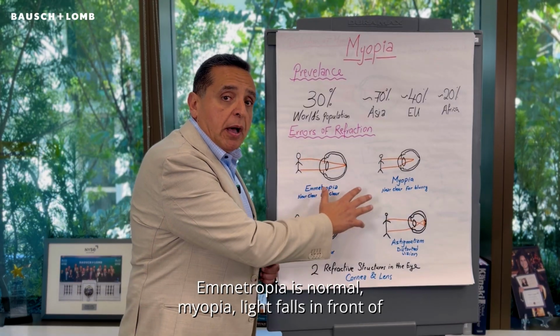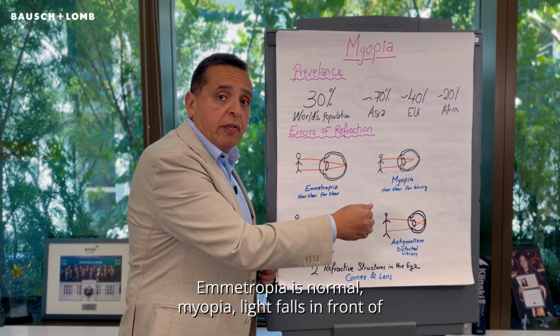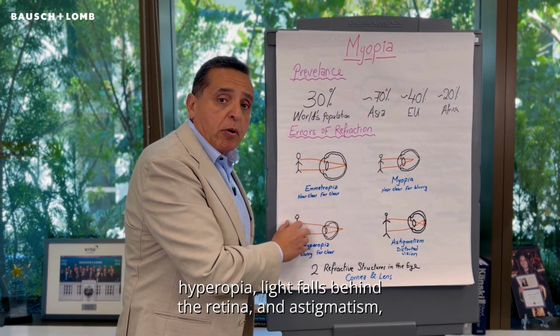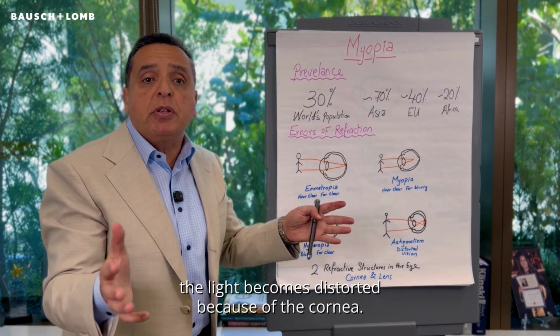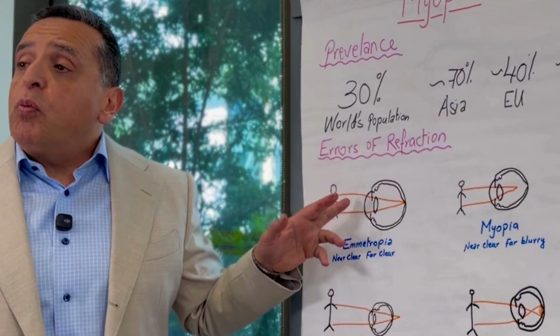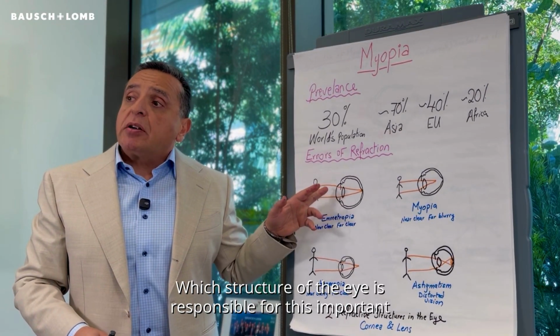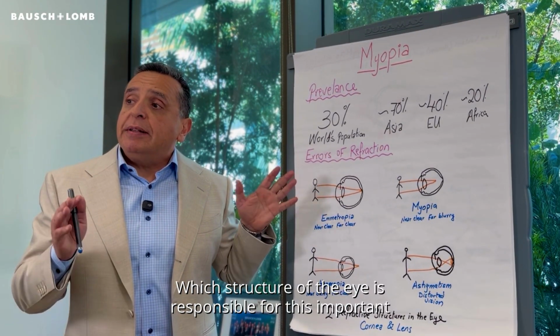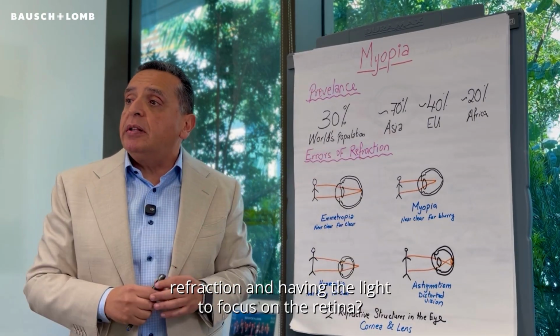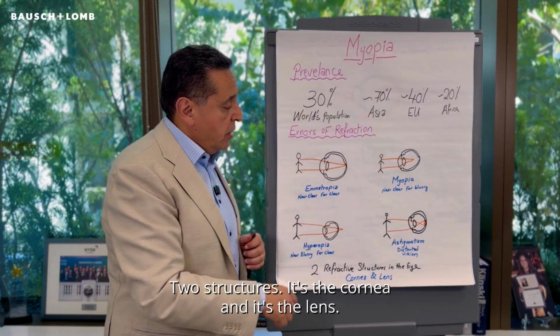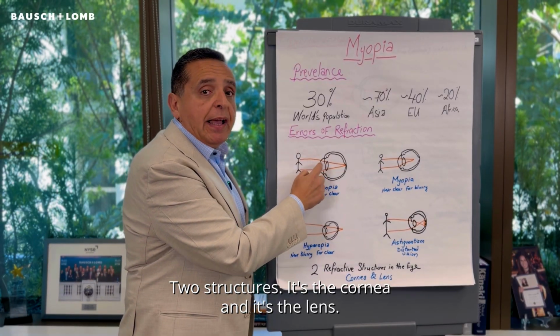Normal vision is emmetropia. Myopia, light falls in front of the retina. Hyperopia, light falls behind the retina. And astigmatism, the light becomes distorted because of the cornea. Which structures of the eye are responsible for this important refraction and having the light focus on the retina? Two structures: the cornea and the lens.